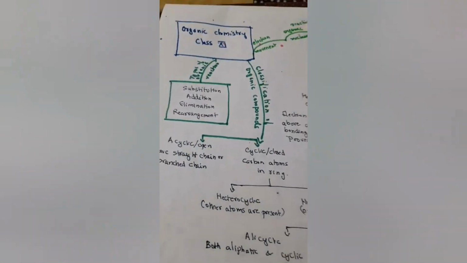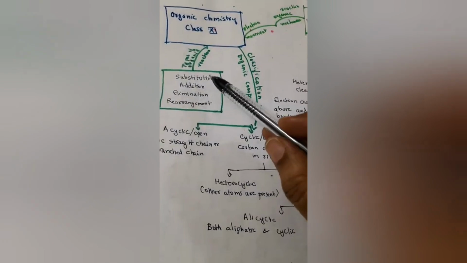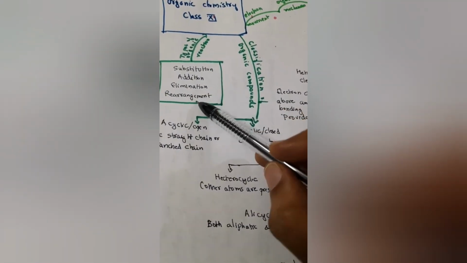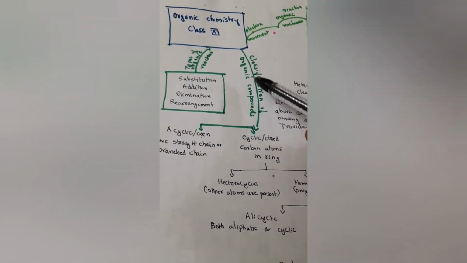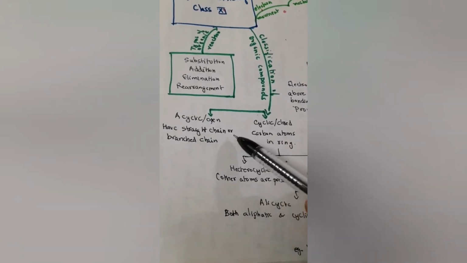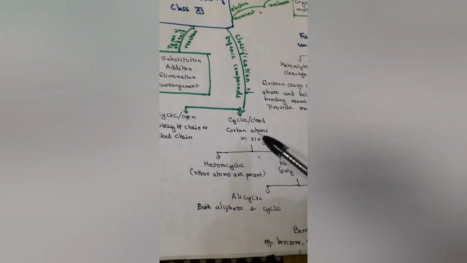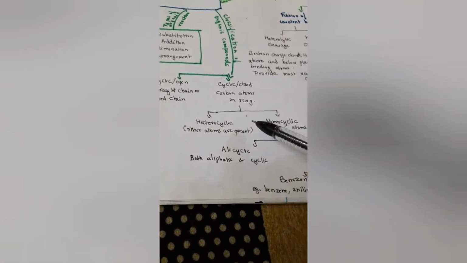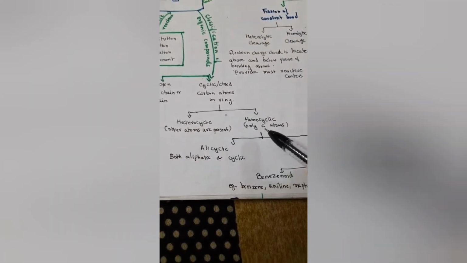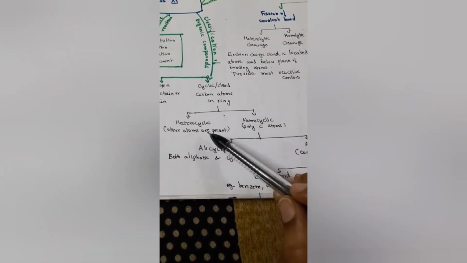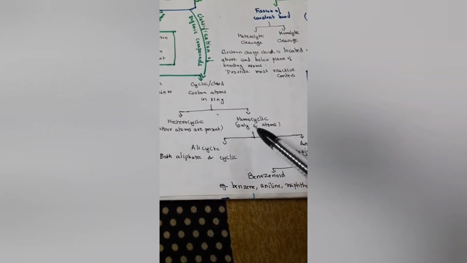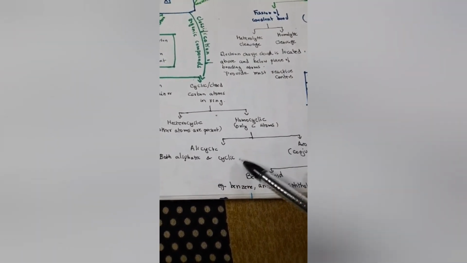Fine. Now a little more you have to do to finish this off. Again we will start with organic chemistry, and here different types of organic reactions: substitution, addition, elimination, rearrangement. Then classification of organic compounds. See, acyclic or open chain have straight or branched chains, cyclic are closed carbon rings. Again cyclic is divided into heterocyclic and homocyclic. Heterocyclic, atoms other than carbon are present. Homocyclic, only carbon atoms are present.